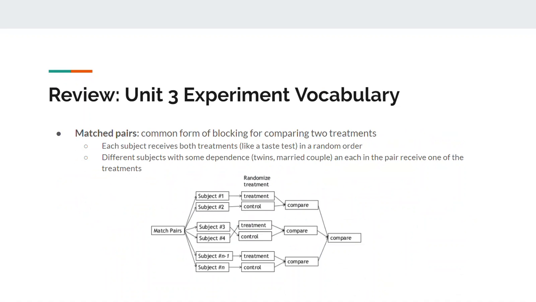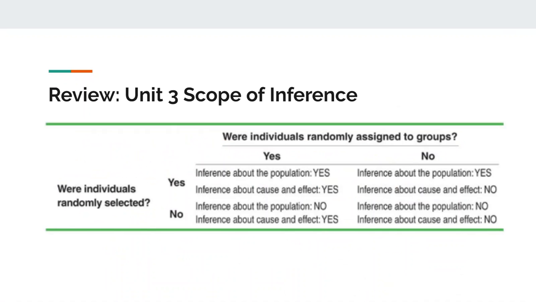Matched pair. This is a specific example of an experiment where each subject receives both treatments. So for example, like a taste test, or the example I gave is like wash half your hair with one shampoo, half your hair with the other shampoo, and see which one feels better. The other way that it can be accomplished is if you have groups that have some sort of dependence between them. So for example, married couples or twins, and each half of that pair gets one treatment, the other half gets the other, and then you compare. That picture kind of explains it a little bit.